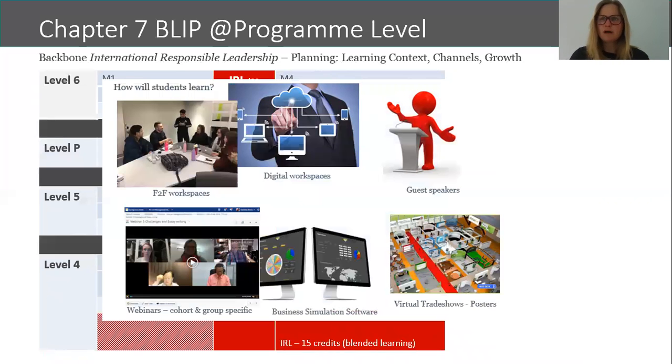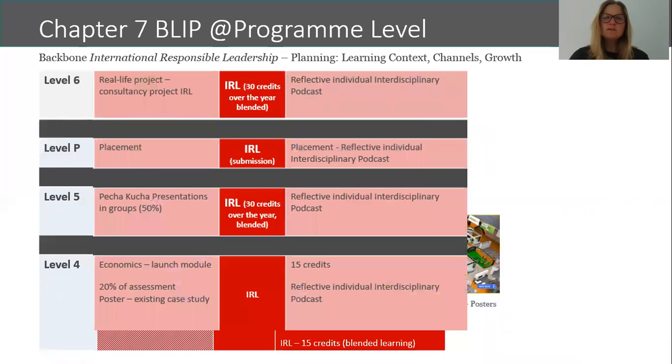So again, we were talking about having a number of face-to-face workspaces, digital workspaces that we create, guest speakers online, but also face-to-face. The creation of virtual trade shows, but also the use of business simulation software, and a number of webinars for various sizes of cohorts, but also group-specific webinars. So there again, there are limitless possibilities that we talked about before, that we were thinking about bringing in.